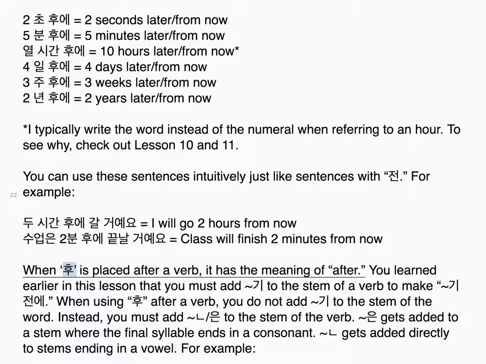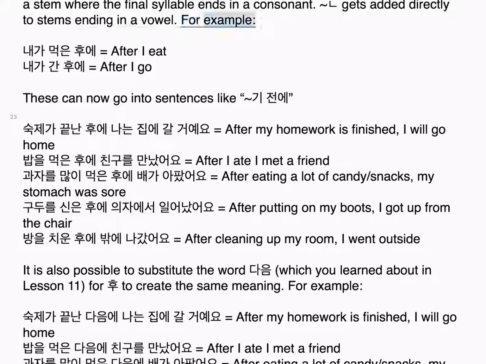When 후 is placed after a verb, it has the meaning of after. You learned earlier in this lesson that you must add 기 to the stem of a verb to make 기 전에. When using 후 after a verb, you do not add 기 to the stem of the word. Instead, you must add 는 to the stem of the verb. 은 gets added to a stem where the final syllable ends in a consonant. ㄴ gets added directly to stems ending in a vowel. For example, 내가 먹은 후에, after I eat, 내가 간 후에, after I go.